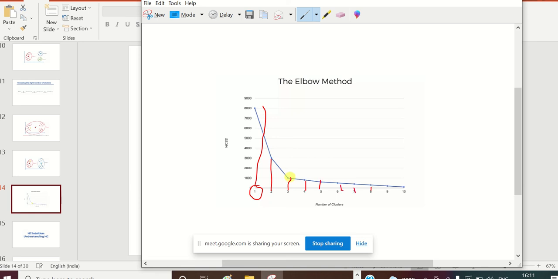You can see for one cluster it is very high, so we are rejecting it. Two clusters is also very high. We are rejecting it. Then you can see almost for 3 to 10 there is not much difference. The values are changing, but the variation is quite small.